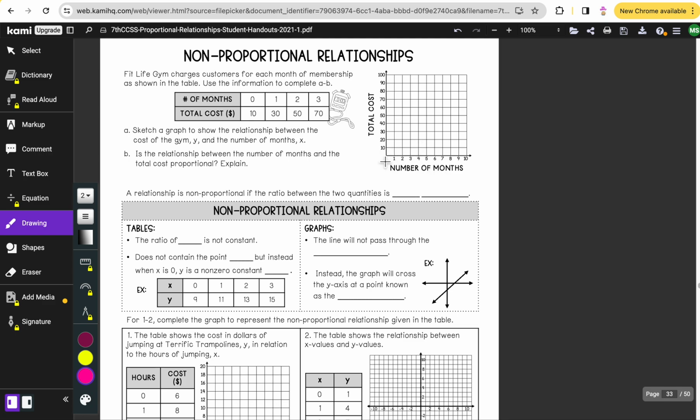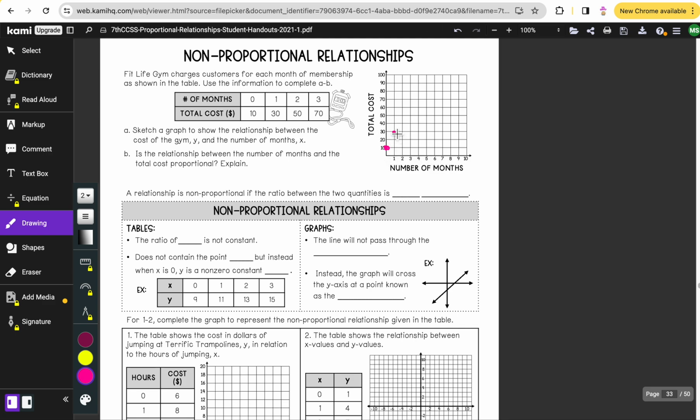So if you remember, for 0 months, you still have to pay $10. Some people might wonder how that happens, but oftentimes those are things like sign-up fees, right? Just for signing up, you have to pay $10. And then after 1 month, you've spent $30. Oops, I'm putting that at 20. After 1 month, you've spent $30. So that must be the $10 fee in the beginning.